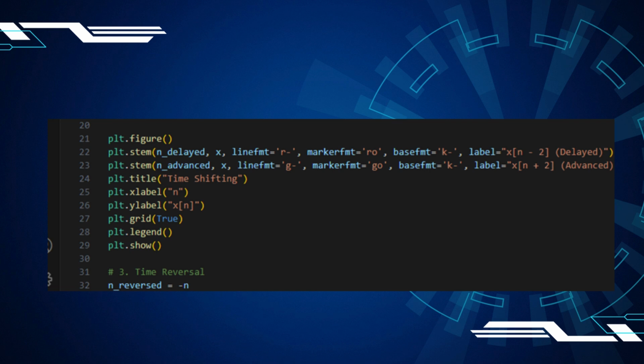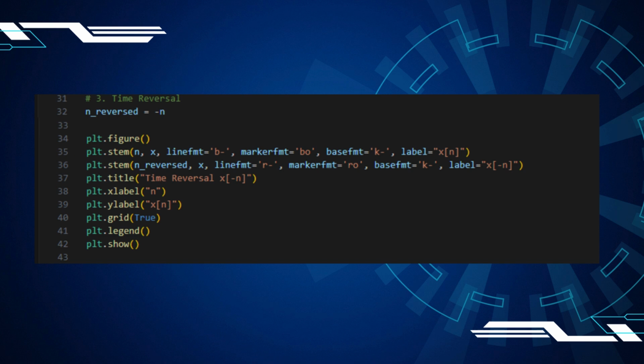Time scaling. This changes how fast or slow the signal appears. In the first example, it compresses the signal. The cosine wave completes its cycle twice as fast, meaning the frequency increases. In the second example, it expands the signal. The cycles spread out, making the wave slower or more stretched in time. This concept is used in digital audio, where compressing or expanding time effectively changes the playback speed of a signal without changing its amplitude.